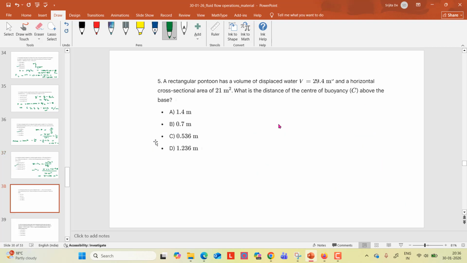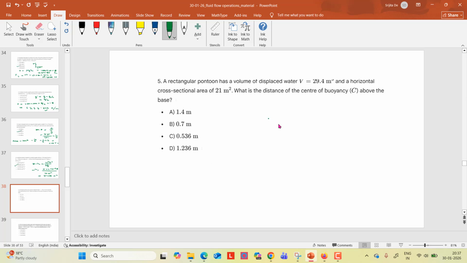Next, a rectangular pontoon has a volume of displaced water V equals 29.4 meter cube and a horizontal cross-sectional area of 21 meter square. What is the distance of the center of buoyancy above the base?